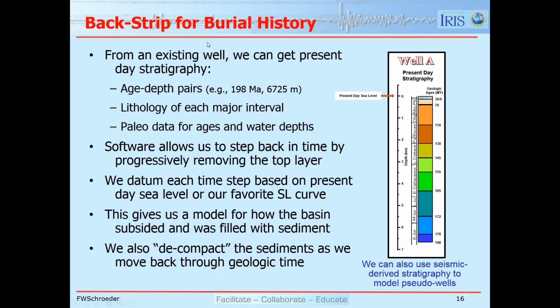So we backstrip to get a burial history. We use existing stratigraphy. That would be age-depth pairs from a well or age-depth pairs from a seismic interpretation. We need the lithologic components of each layer, and we need some paleo data in order to get the ages of the different units and also to get an idea of what sort of water depths existed at the location back through time. Then the software allows us to backstrip by progressively removing the top layer.